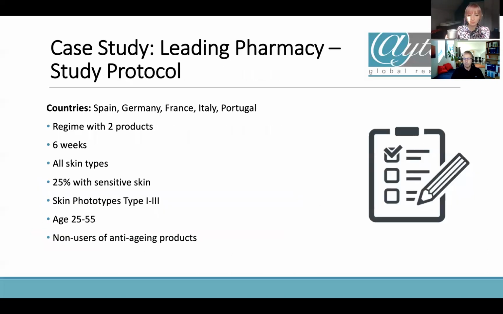Go to the next chart. So this was a regimen product. So we had 2 products in these 5 countries that I mentioned before. It was a longer test. It took 6 weeks. So they could even see the development of the skin over 6 weeks and how far people perceive what the product does in the course of 6 weeks. Then a broad mix of skin types, and especially going deeper into some with sensitive skin. And some other more details that I don't think I need to go into here.